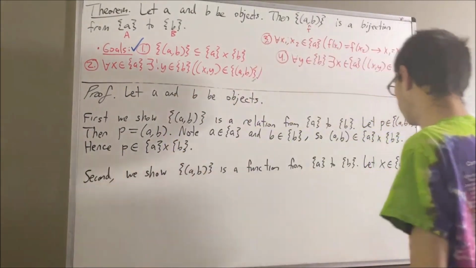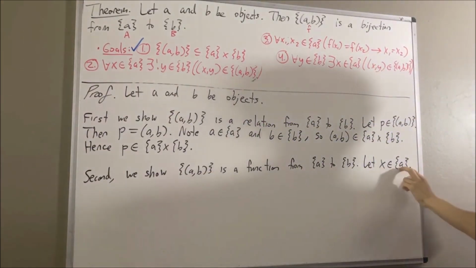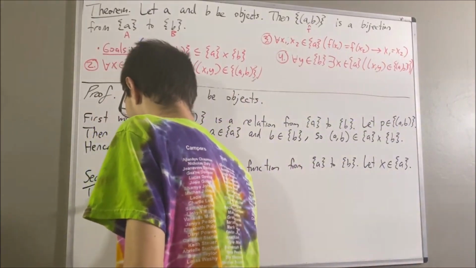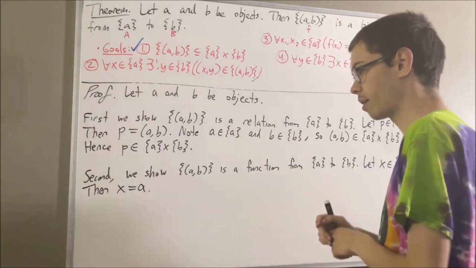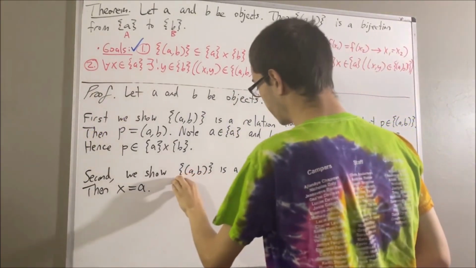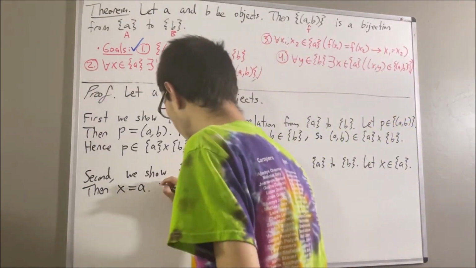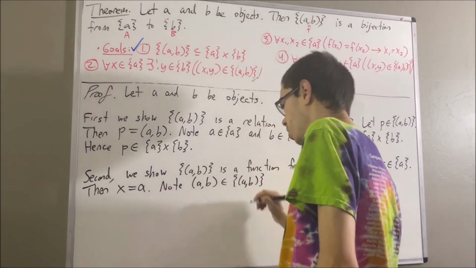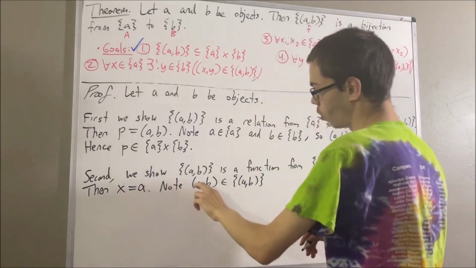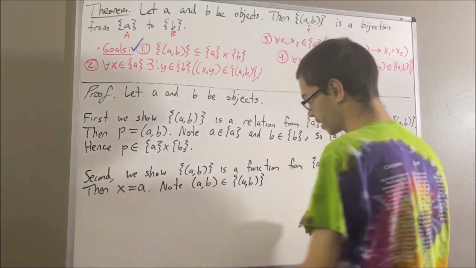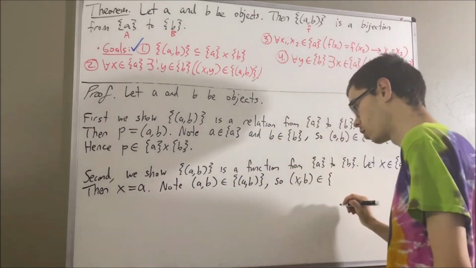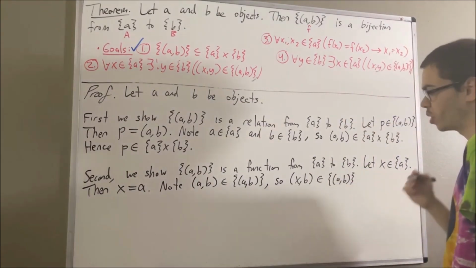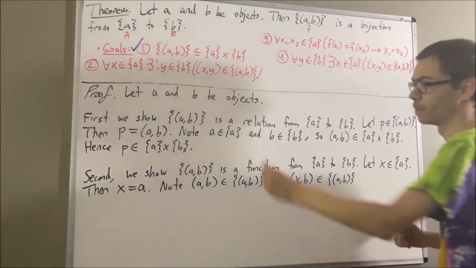To start, since X is an element of the singleton set of A, we know that this means X must be equal to A. And we know that the ordered pair A comma B is an element of the singleton set of A comma B. So, since X is equal to A, we can replace the A here with X. Let's also be aware of the fact that B is an element of the singleton set of B.